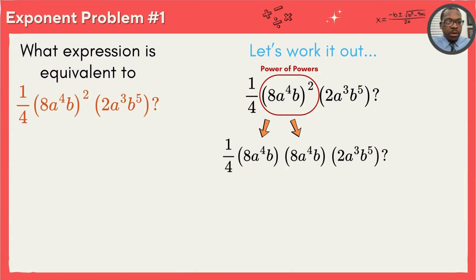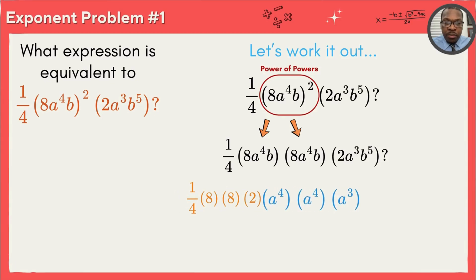Now at this point, we're just going to do this smart thing. Put things together that are the same. Put numbers with numbers, A's with A's, B's with B's. That is it. So how many numbers do we have? 1/4 is a number, 8 is a number, 8 is a number, 2 is a number. So we'll put those together.